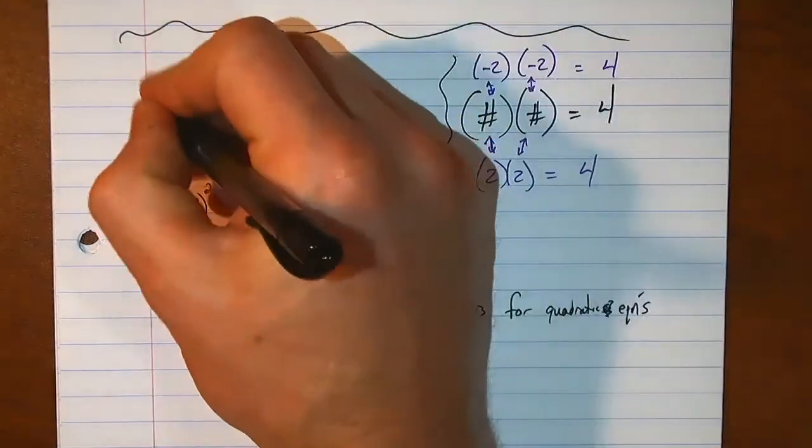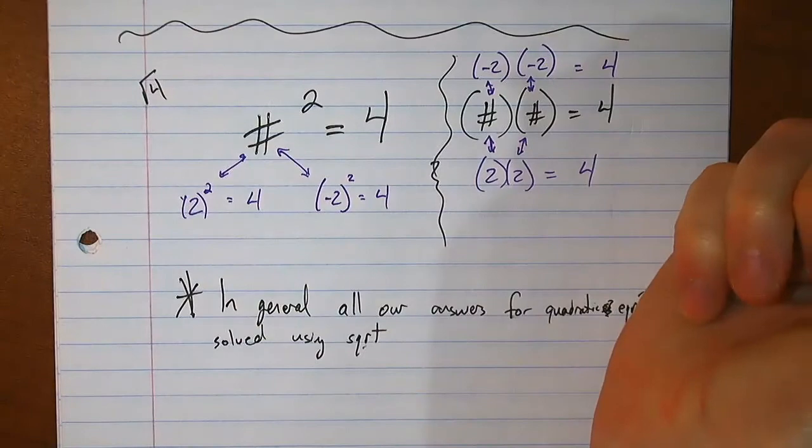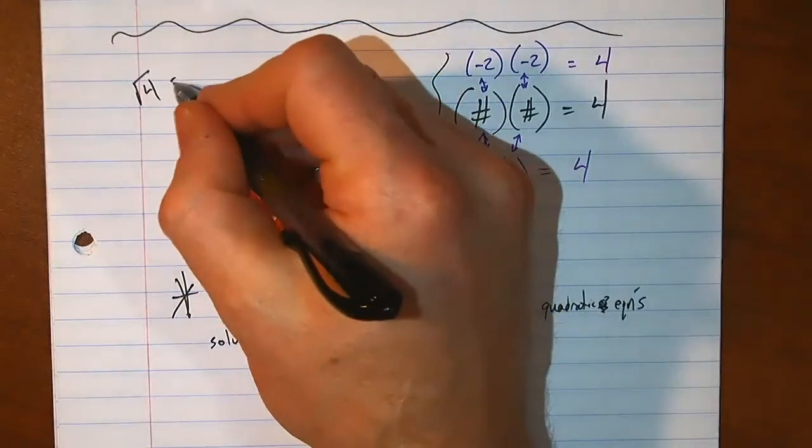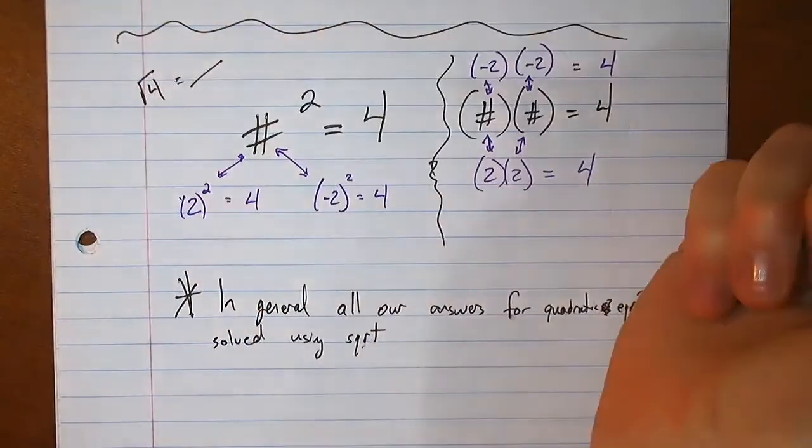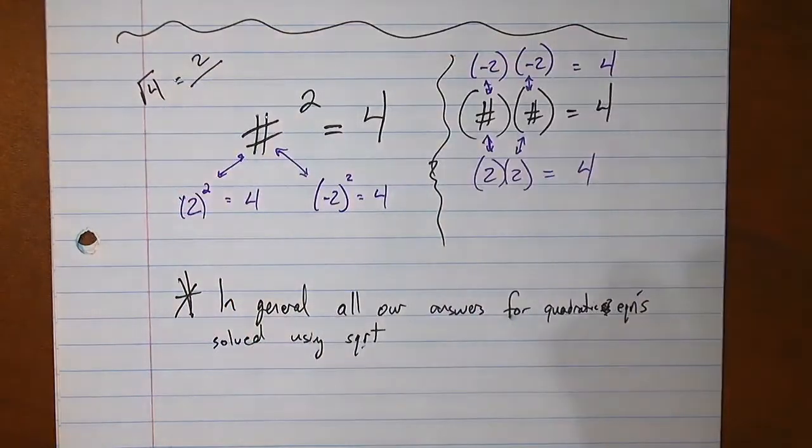So if I were to do the square root of 4, that's asking the question, what number when I square it equals 4? And so the answer would be 2. Okay, so that's kind of what we're doing here.